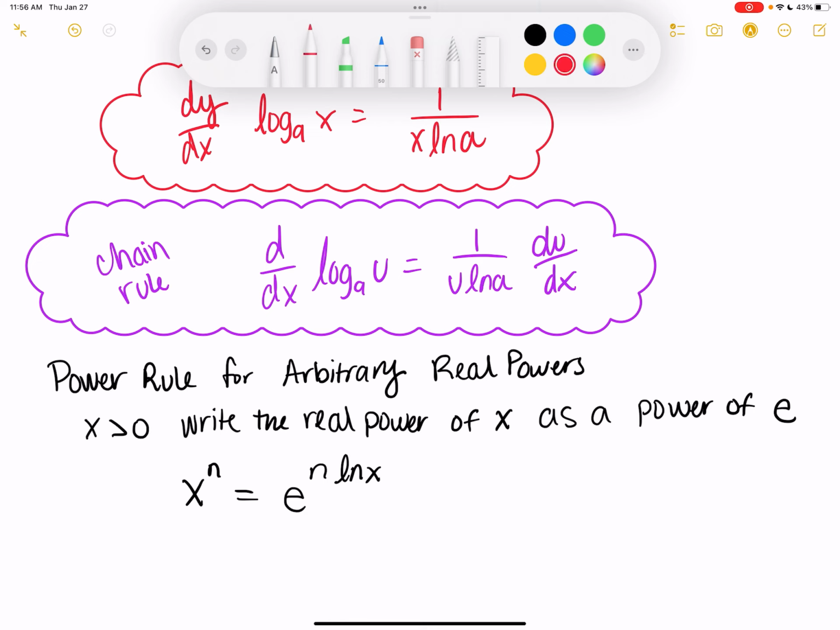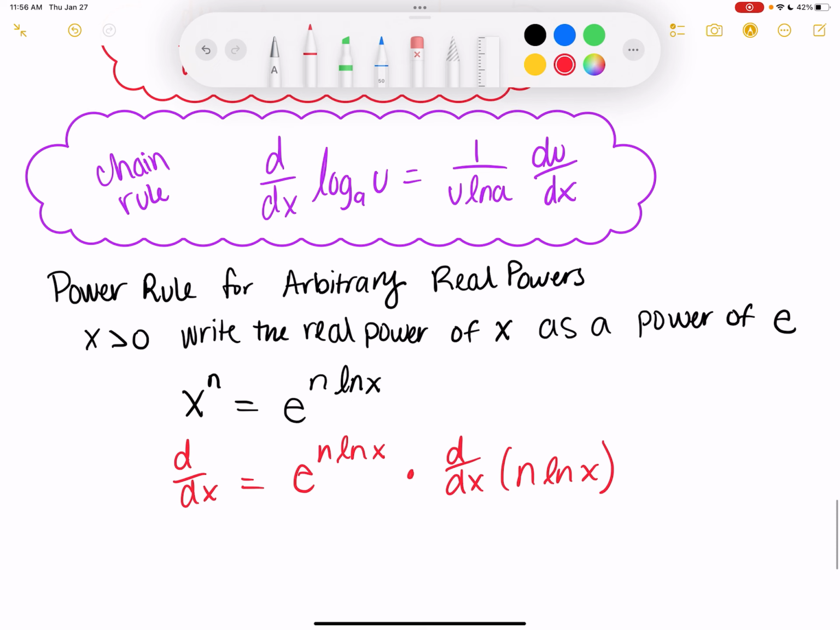So the derivative d dx is equal to e to the n ln of x times the derivative of n ln of x. I'm just showing you how we're going to get there, and then it'll honestly make sense in a second. You've honestly seen this before, and you just don't realize it yet.